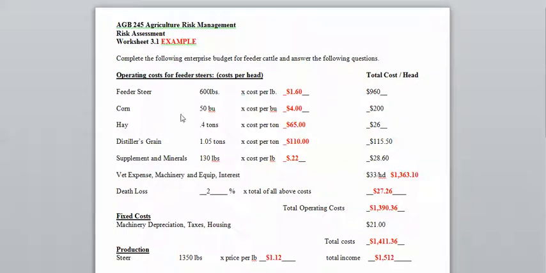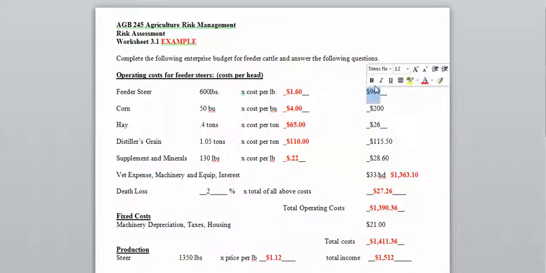Hello. Today we're going to take a look at the example assignment for worksheet 3.1. What we have here is an example of a feeder cattle budget. I'll go through and explain a little bit how I have this organized and how we do the math to solve this problem. But please pay attention and I'll do my very best to explain things here.